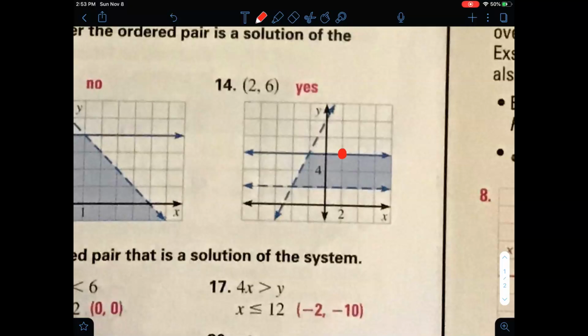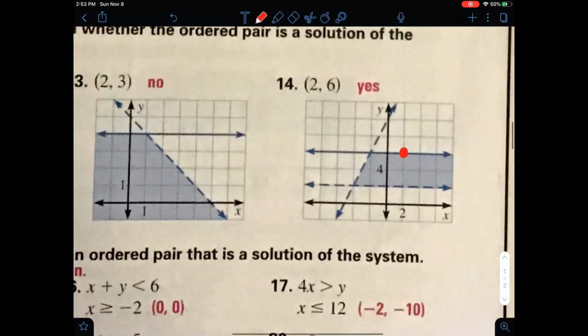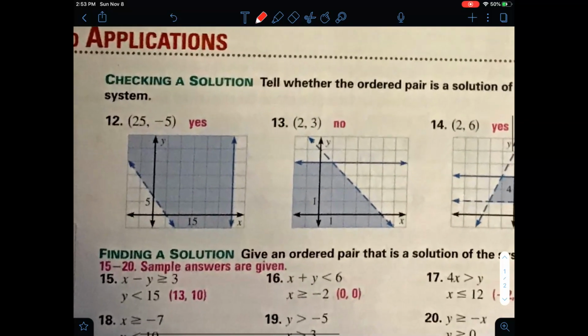Well, it's kind of weird because it's on the border of the line there, but is it a solid line or a dashed line? It is a solid line, so that means it is part of the solution, whereas if we have these dashed lines down here and here, if it was on the dashed line, they would not be part of the solution, okay? So for this one, it's going to be yes.